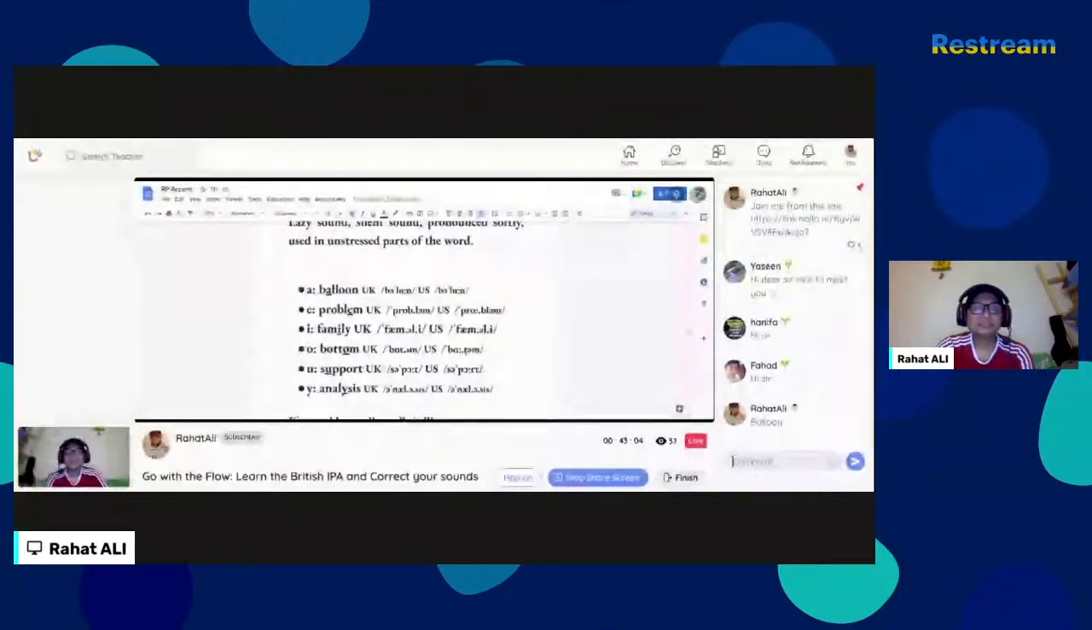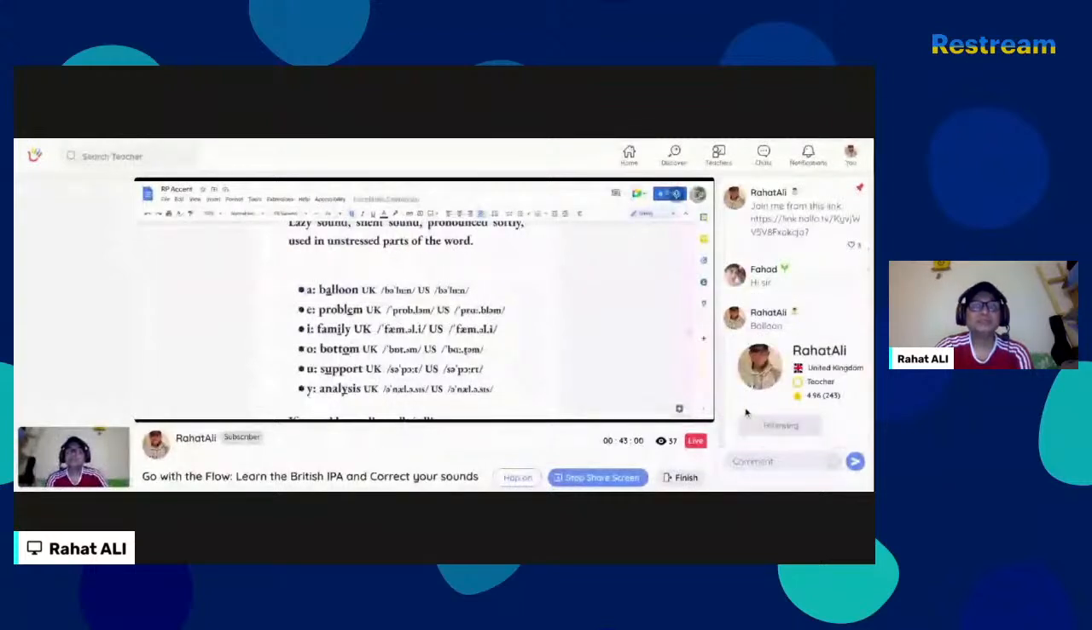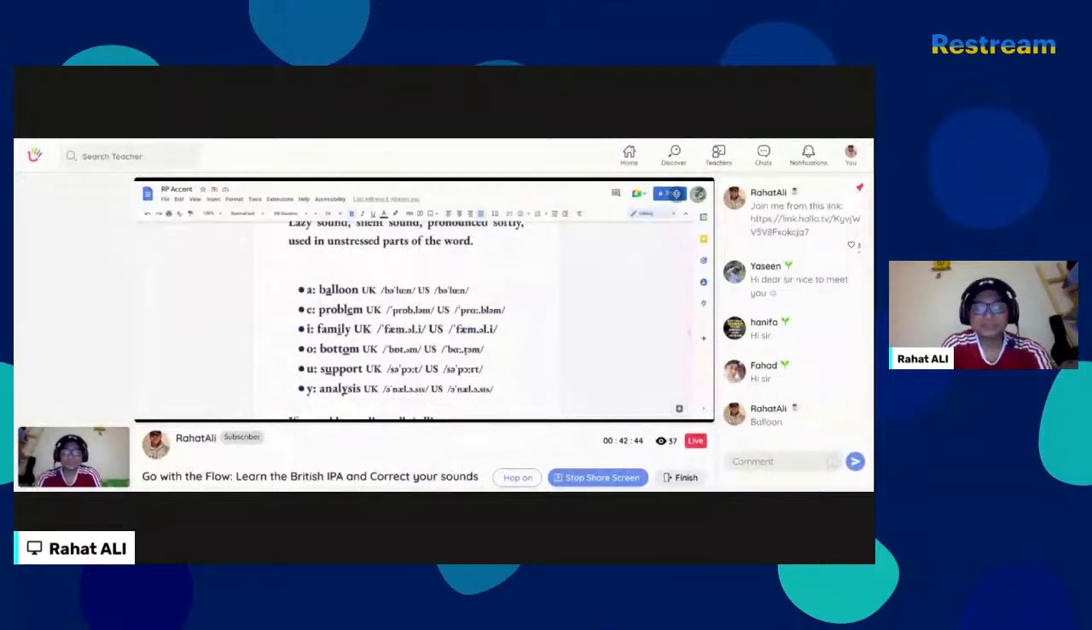Okay, so the next word is problem, not problem, problem. What happens to the E before M? It is a schwa sound. That E is not pronounced, though there is an E there, because of the schwa sound. Problem.